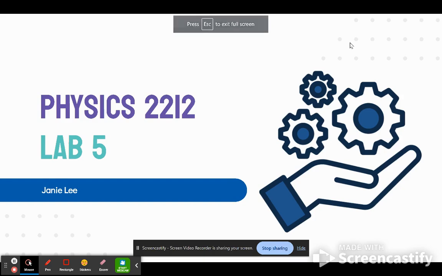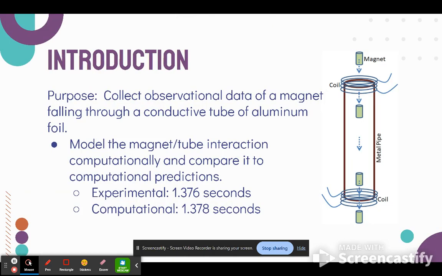So this is my lab 5. The purpose of this lab is to collect observational data of a magnet falling through a conductive tube with aluminum foil. We're trying to model the magnet and tube interaction computationally and compare it to the computational predictions. And as a preview for my findings, my experimental and computational models were the same, but yielded times of 1.376 seconds and 1.378 seconds respectively.